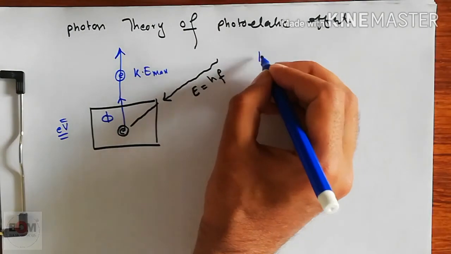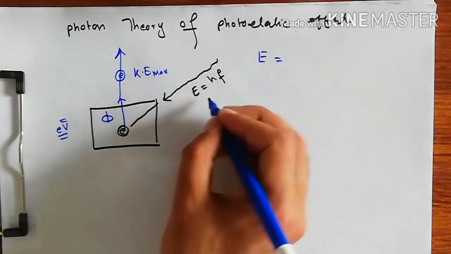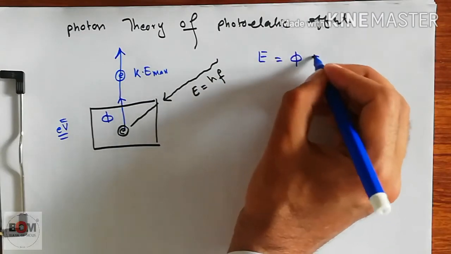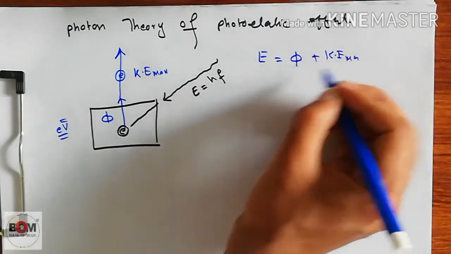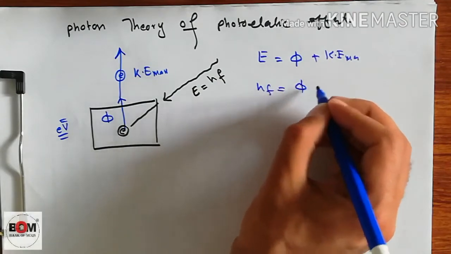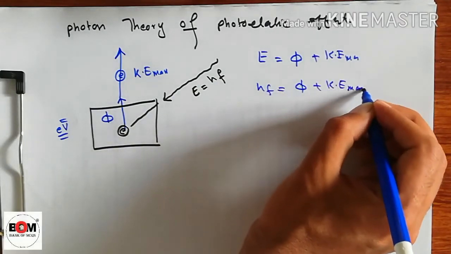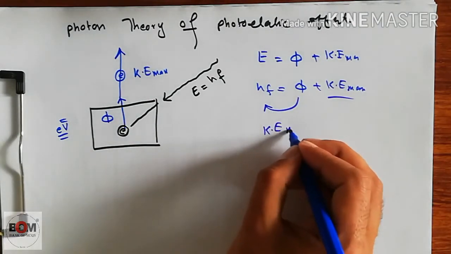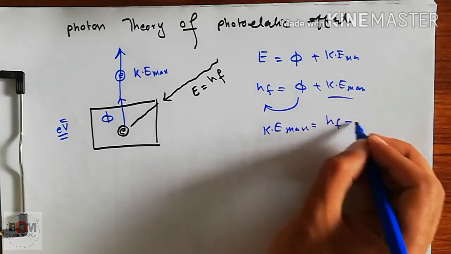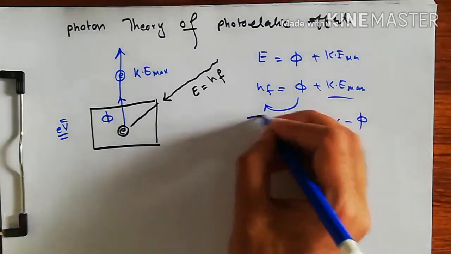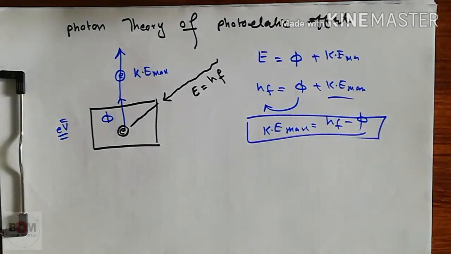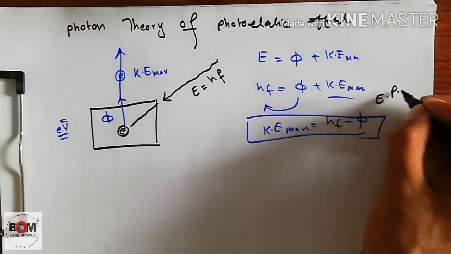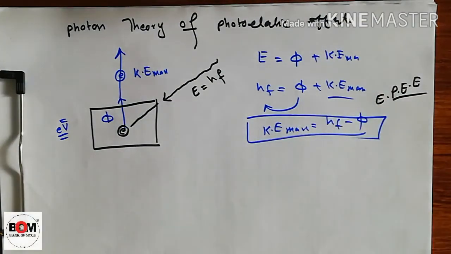So what happened here? Energy conservation is applied. The energy supplied is converted into work function plus maximum kinetic energy, so Hf is equal to work function plus maximum kinetic energy. To write the equation for maximum kinetic energy, we move it to the left side. So maximum kinetic energy is equal to Hf minus work function. This is the equation, and this is called Einstein's photoelectric equation. How to derive this equation?